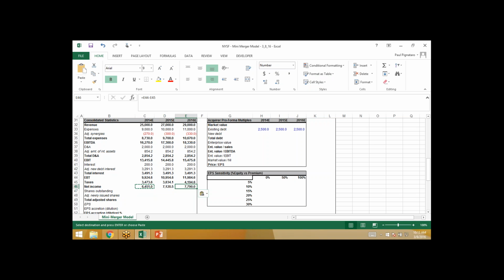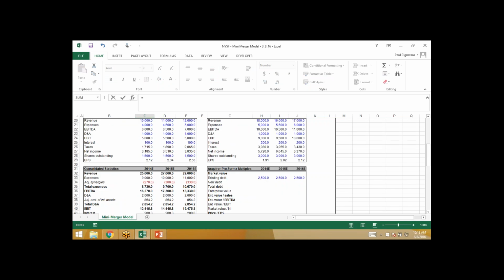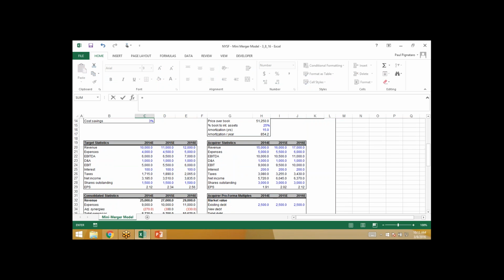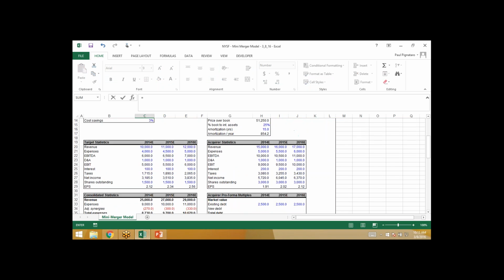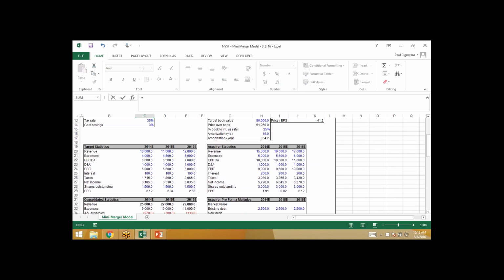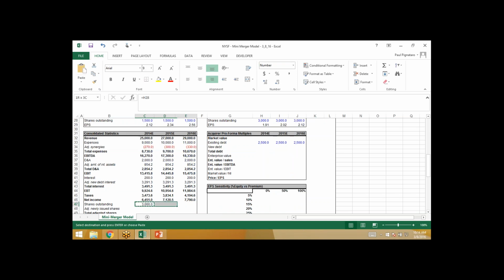You okay? You guys getting 7790? And shares outstanding, where does that come from? Acquire only, right? Interest and shares, acquire only. So the acquire shares, 3,000. Copy to the right.